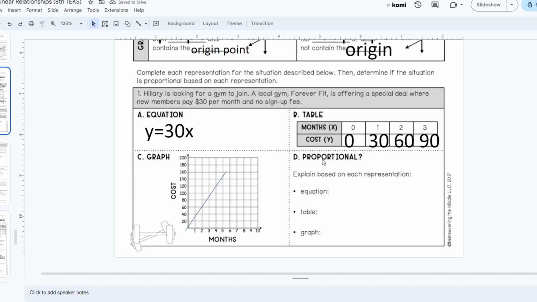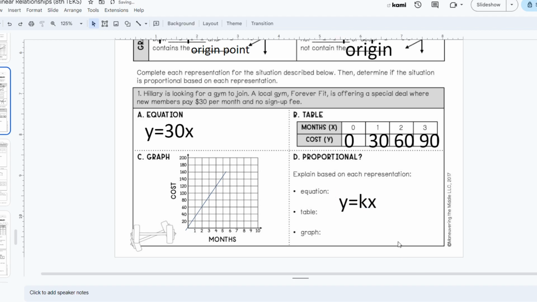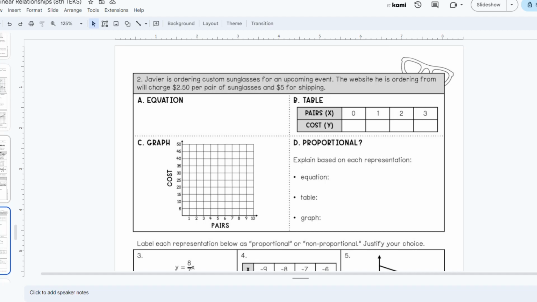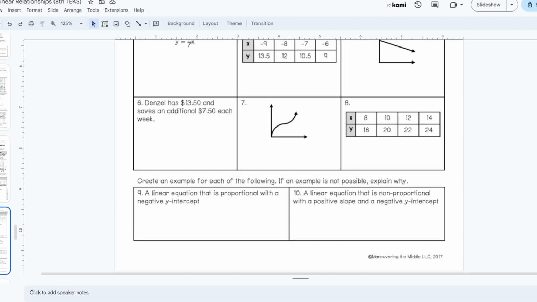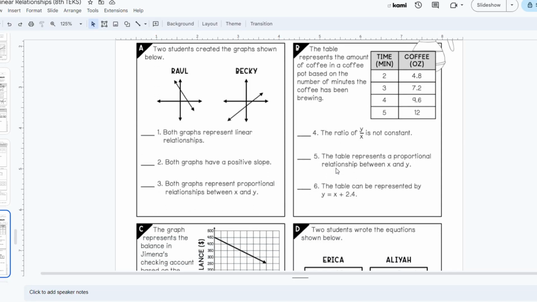Explain based on your representation. Is it proportional? So the equation, yes, it's y equals kx or y equals mx. I don't care how you say it. Just know it's proportional. No b value. The table passes through the origin. And the graph passes through the origin as well, so we know it's proportional. All right, I don't know why it keeps bugging out, but that's okay.